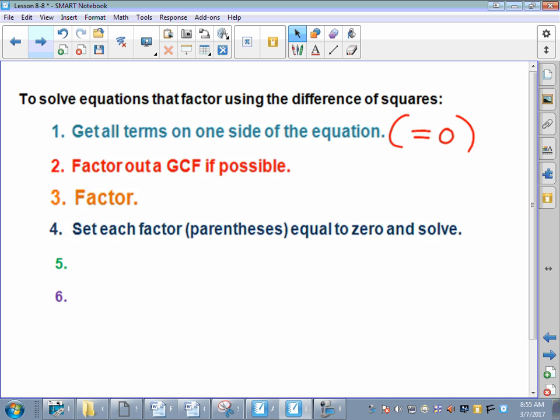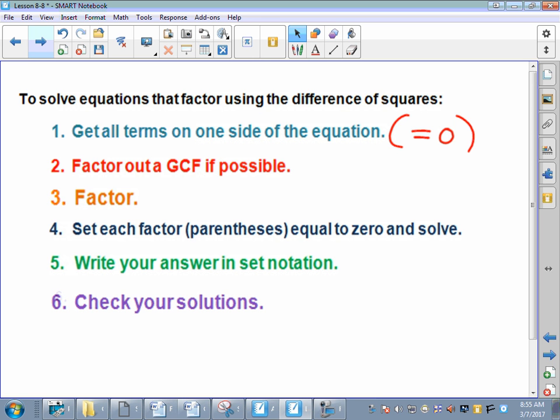Set each factor or parentheses equal to 0. Write your answer in set notation. And if you choose, you can check your solutions.